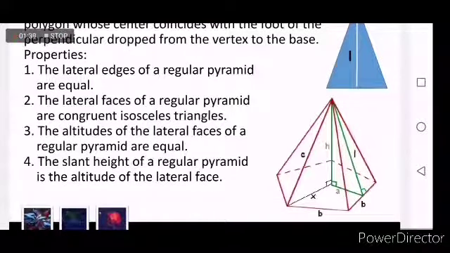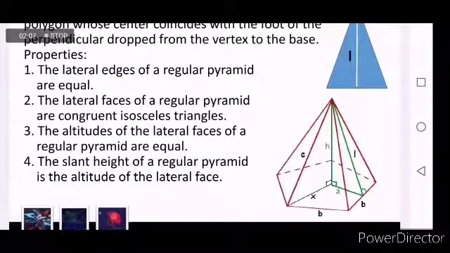equal, okay? The altitudes of the lateral faces of a regular pyramid are also equal. Kung equal yung mga triangles natin na faces, malamang pati yung mga altitudes natin ay equal. The slant height now of a regular pyramid is the altitude of the lateral face. So we call the height of the faces as slant height kasi nakaslant sila. Diba? Here, letter L is the slant height.